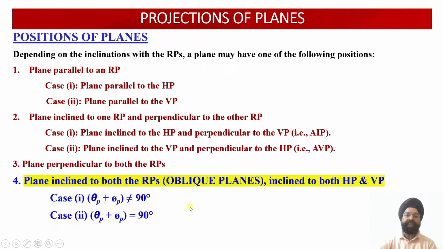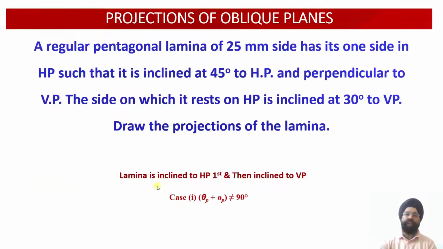Now in today's lecture we are going to discuss drawing the projections of planes when the plane is inclined to both the reference planes, that is, the horizontal plane as well as the vertical plane. Such planes are called oblique planes. So the oblique planes are the ones which are inclined to both the horizontal plane and the vertical plane. Let us start with the construction of the projections of the oblique planes.